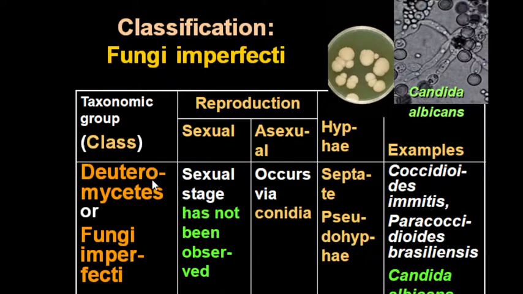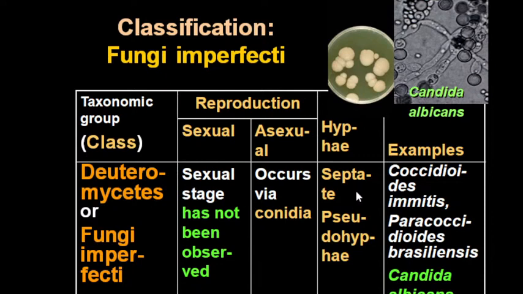Then the last group is the so-called fungi imperfecti. We call them imperfecti because the sexual way of spore production is not known and has not been observed yet. And the only asexual spores can be produced via conidia again, right? Not in sporangia spores, but in conidia spores. And the second name is Deuteromycetes or fungi imperfecti.